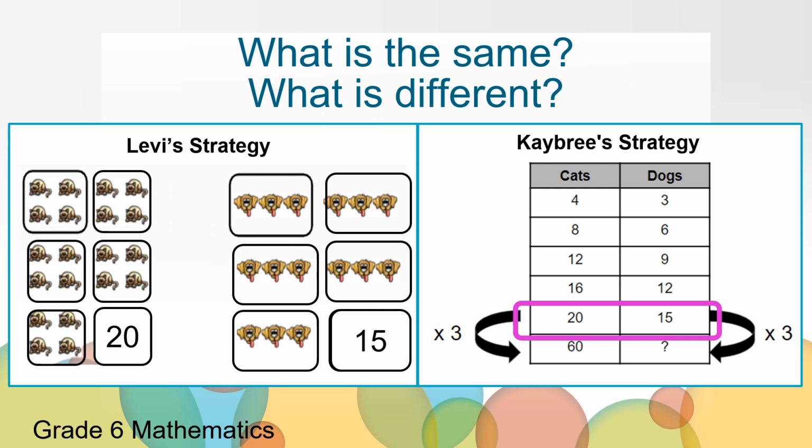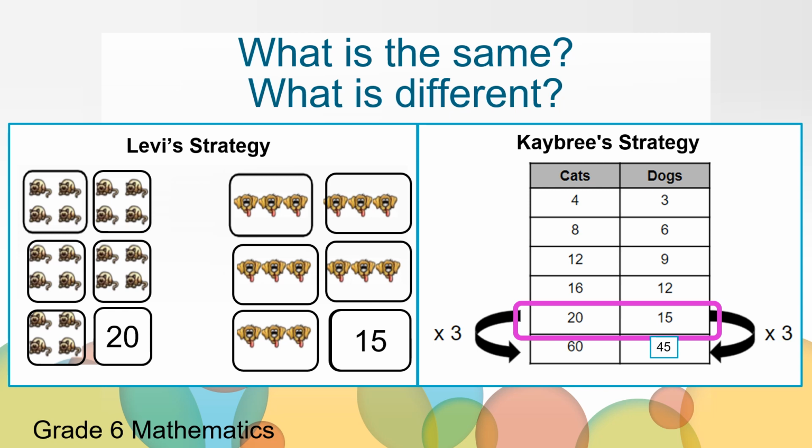Once she was able to get to a friendly number of cats, 20, she knew that she could multiply by 3 to get to 60 cats, and that she could use that same multiplicative relationship to find the missing number of dogs. She multiplied 15 times 3 to get 45 dogs.